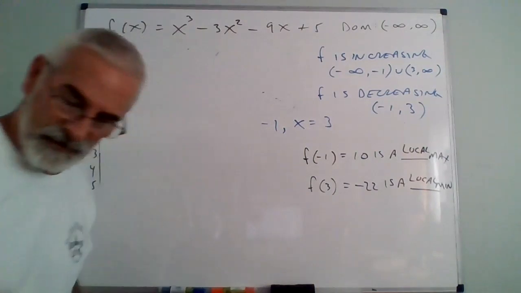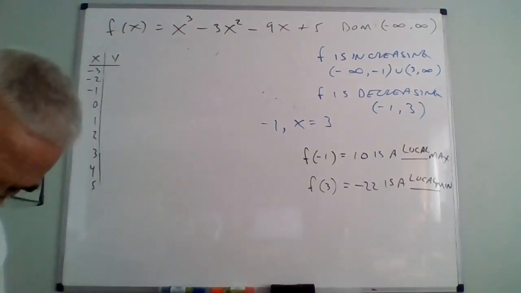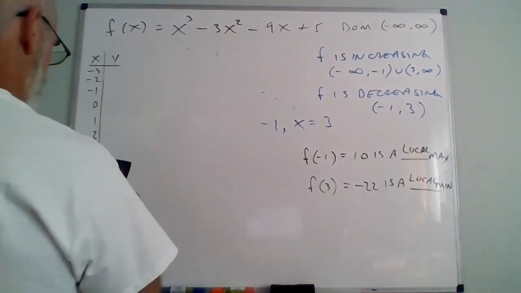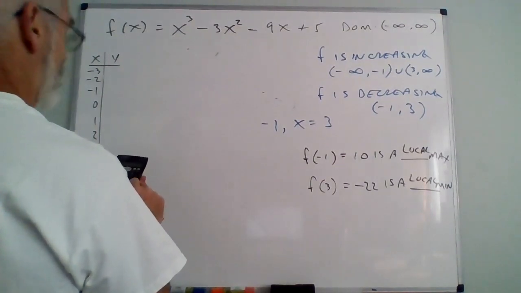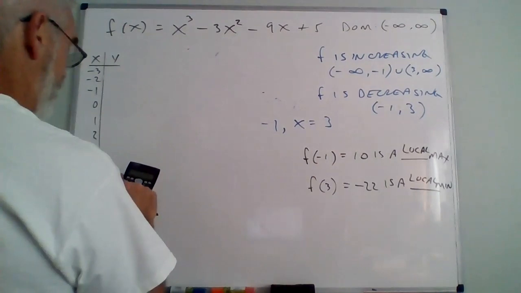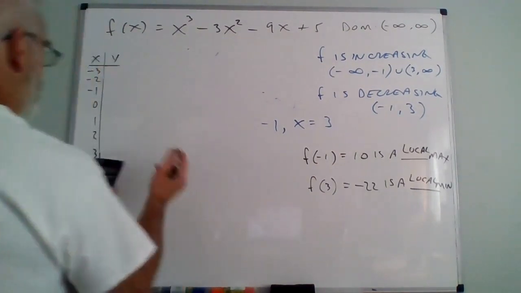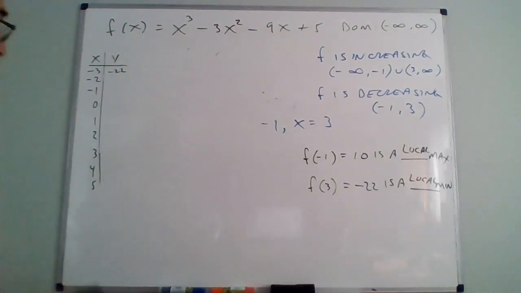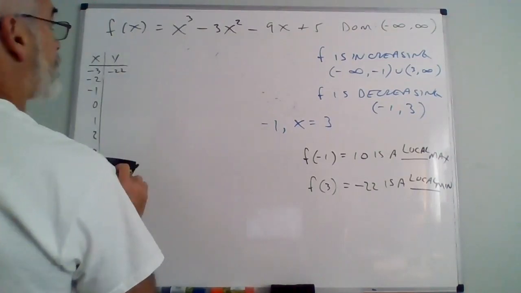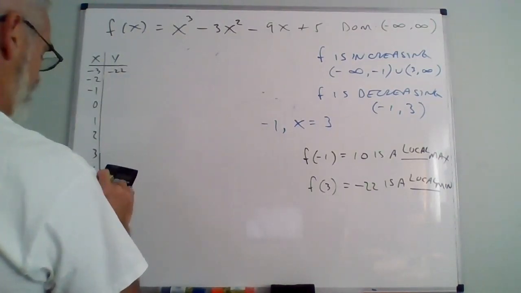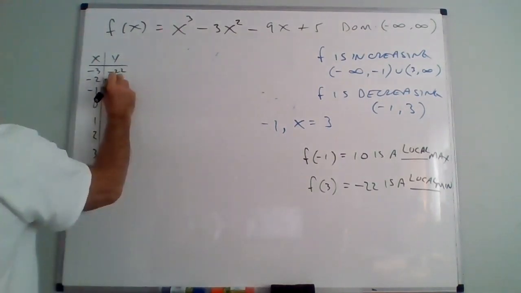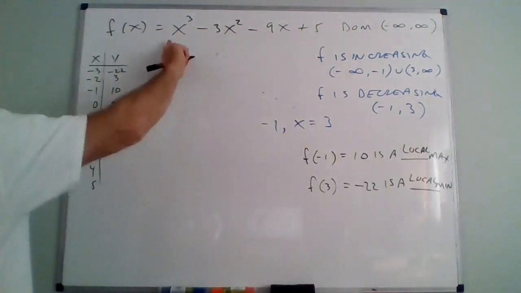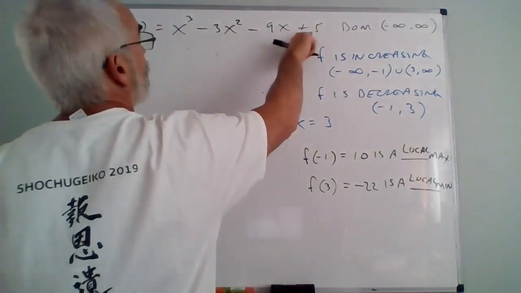That's probably enough right there. So let me get my calculator out and let's figure out the y values. If I put a negative 3 in there, I got negative 27 minus 27 plus 27 plus 5, that's negative 22. If I put a negative 4 in there, I'm going to have a really big negative value. That's probably far enough. All right, so then we got negative 8 minus 12 plus 18 plus 5, that's 3. Negative 1, we already know that's 10. 0, that's easy, 5. 1 is 1 minus 3 minus 9 plus 5, that'd be negative 6.